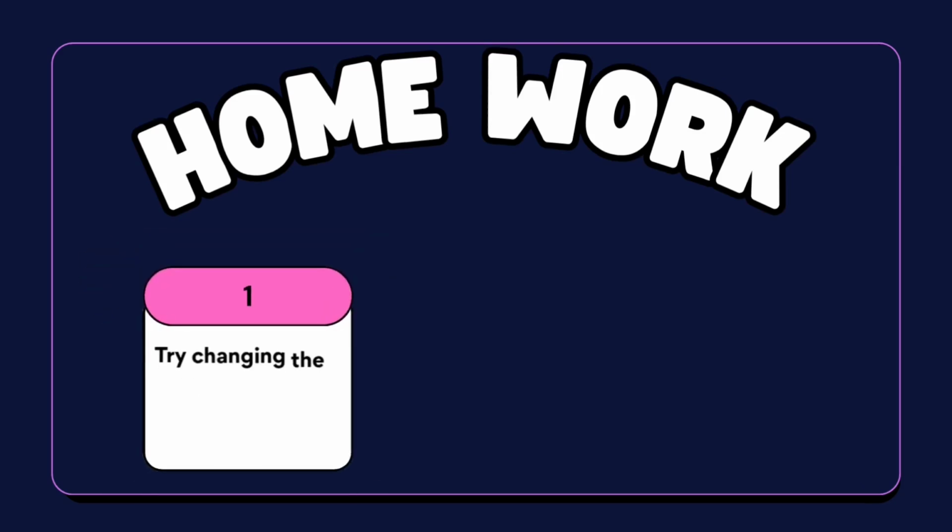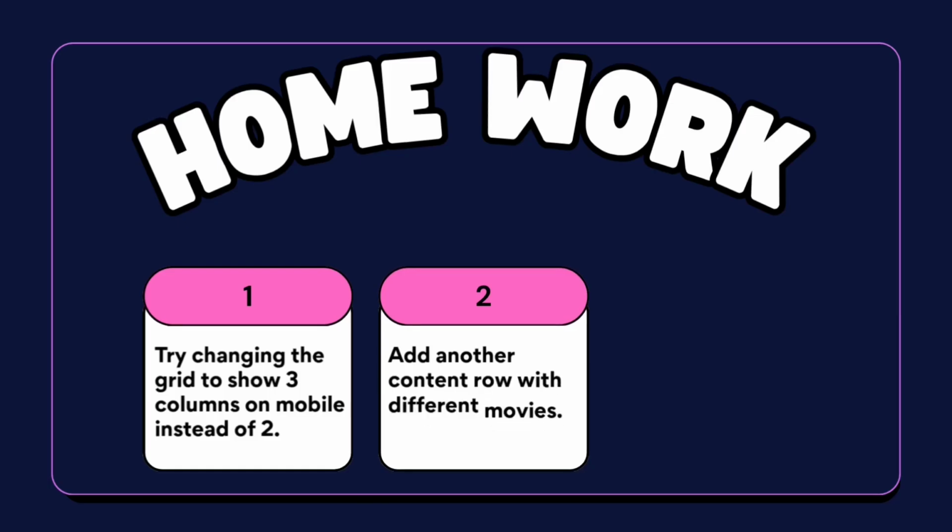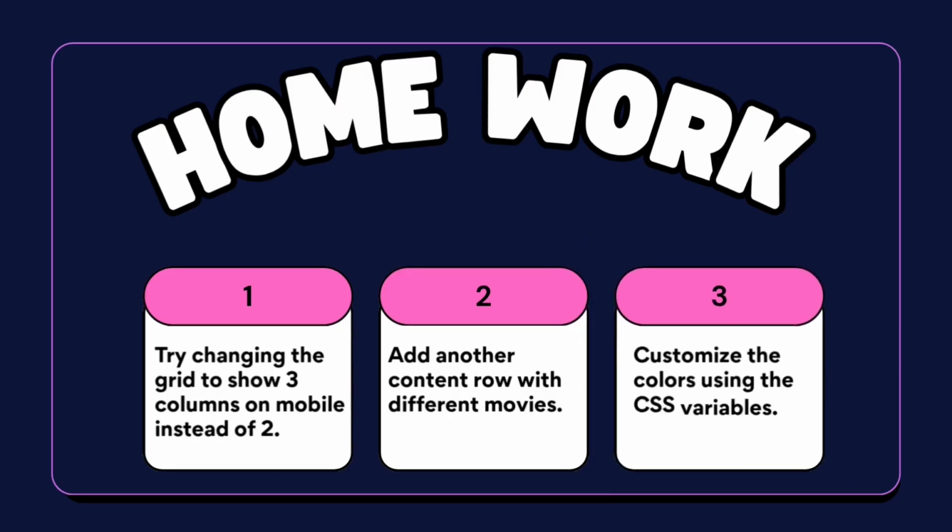Before part 3 drops, here's your homework. Challenge 1. Try changing the grid to show 3 columns on mobile instead of 2. Hint, modify the grid template columns property. Challenge 2. Add another content row with different movies. Just copy the HTML structure we created. Challenge 3. Customize the colors using the CSS variables. Make it your version. Drop screenshots in the comments. I want to see what you create.